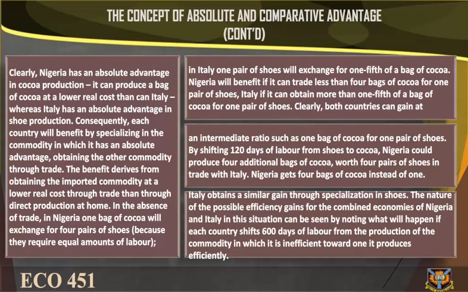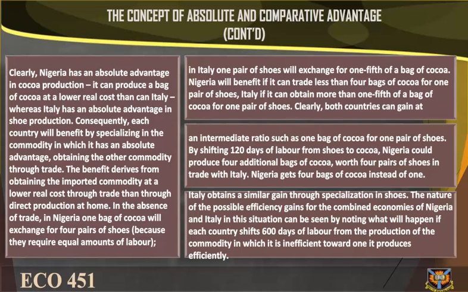The benefit derives from obtaining the imported commodity at a lower real cost through trade than through direct production at home. In the absence of trade, in Nigeria, one bag of cocoa will exchange for 4 pairs of shoes because they require equal amounts of labor. In Italy, one pair of shoes will exchange for 1/5 of a bag of cocoa. Nigeria will benefit if it can trade less than 4 pairs of shoes for 1 bag of cocoa, and Italy if it can obtain more than 1/5 of a bag of cocoa for 1 pair of shoes.